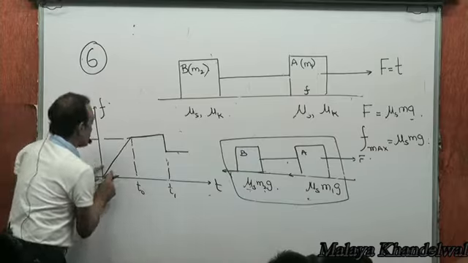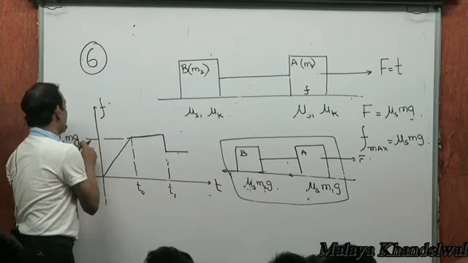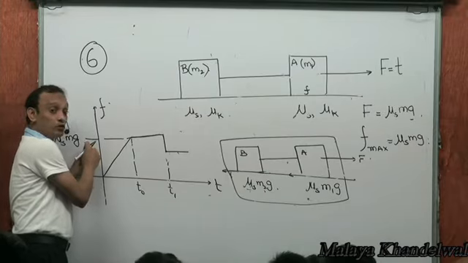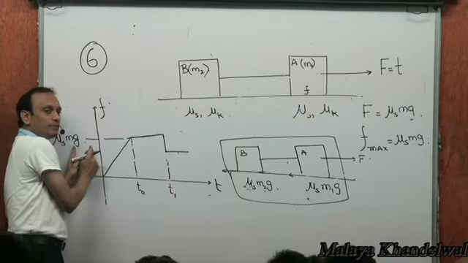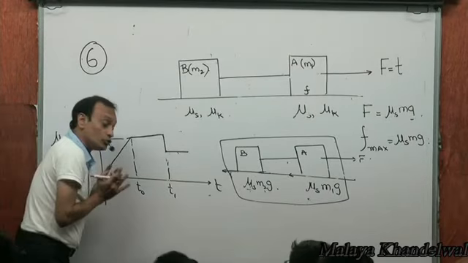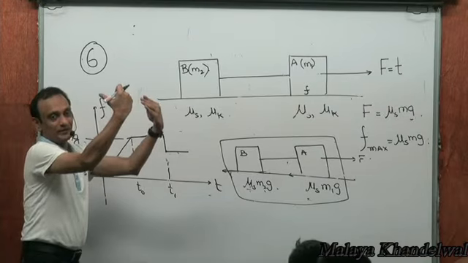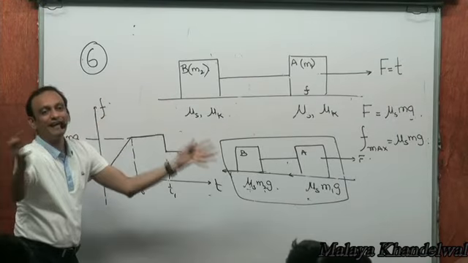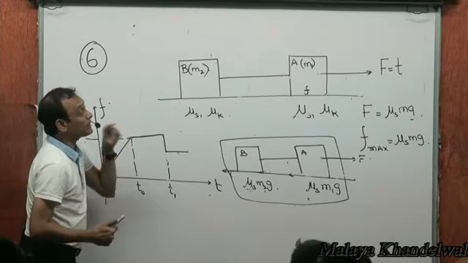Isn't it? From here to here, frictional force increased. Then friction reached a value mu s mg when capital F became equal to mu s mg. When capital F became larger than mu s mg, even though friction remained the same, tension grew at that point of time. Tension in the string grew to maintain equilibrium of A.